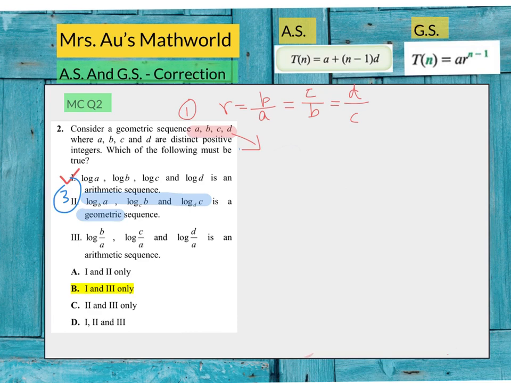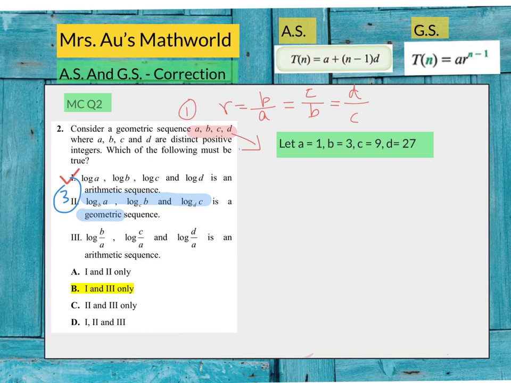Okay, so the method is to let some values, especially in MC, right? This is the MC skill. Remember you have to let it be a kind of geometric sequence. You may use 1, 2, 4, 8. You may use 1, 3, 9, 27. Remember they must be positive and they are different.